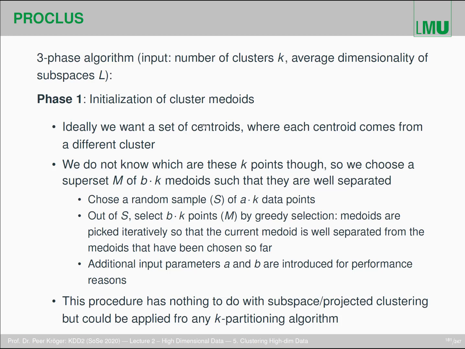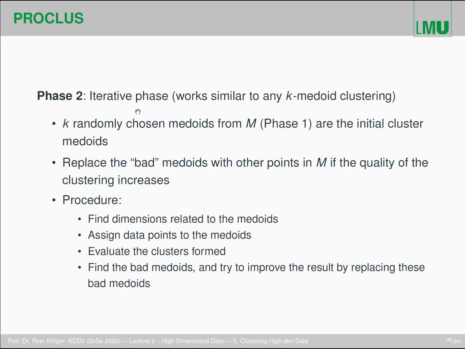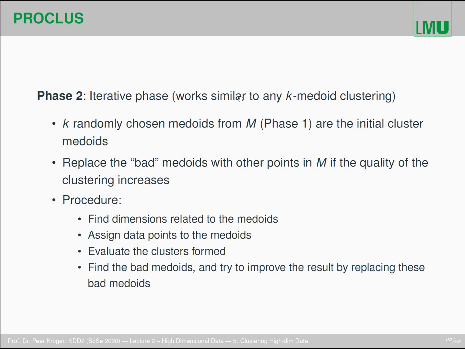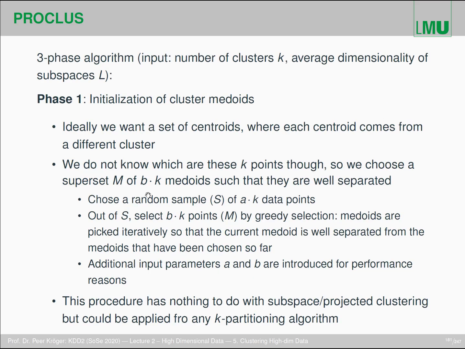No worries. So the real subspace clustering or projected clustering algorithm actually starts in step 2, which is an iterative phase working similar to any k-medoid clustering, and here you try to refine the original medoids you have gained from step 1. So now you want to refine them, well, how do you do that? Well, you randomly choose k medoids from step 1 as initial medoids, and then you replace the bad medoids, whatever that means, with other points from this sample M here.